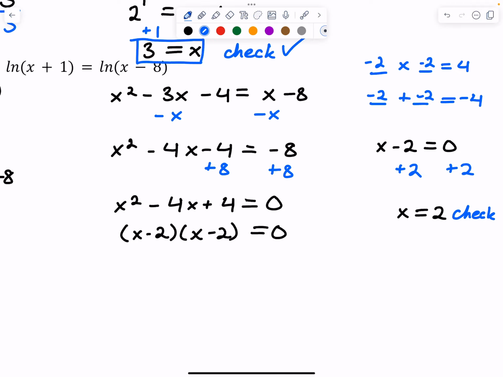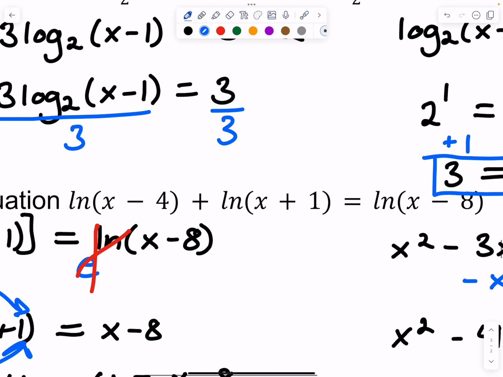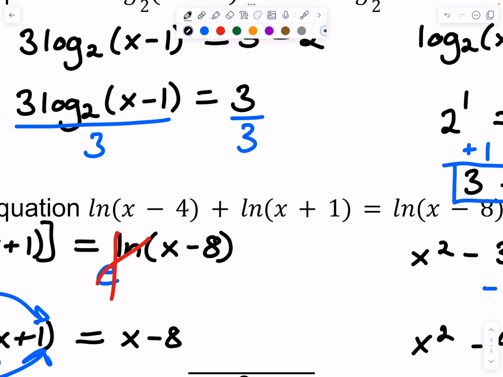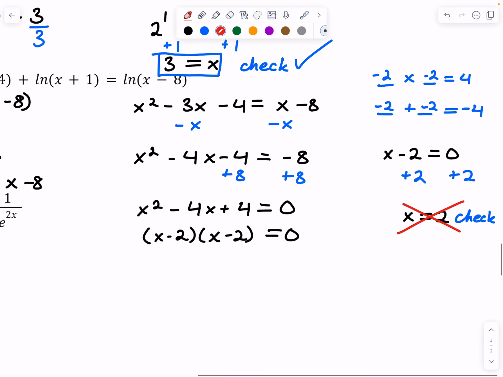There's the potential for problems to occur. So I'm going to take 2 and plug it back in over here. If I plug in 2 right there for x, 2 minus 4 is going to be negative 2. You cannot take the logarithm of a negative number. So the natural log of negative 2 is going to be an error. You will have a problem, which means this answer did not work. But it was the only answer we got. So our conclusion is this problem has no solutions.